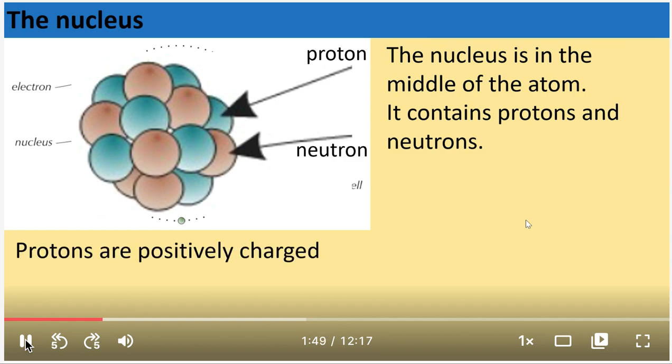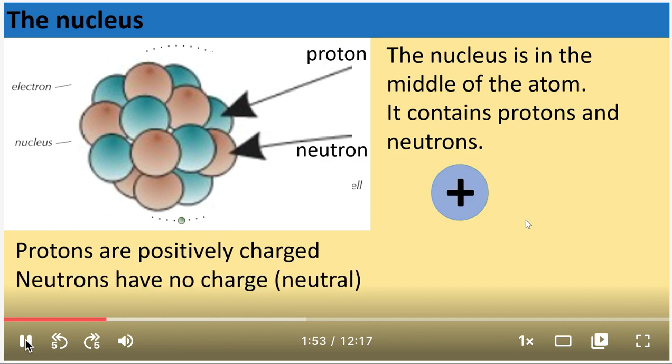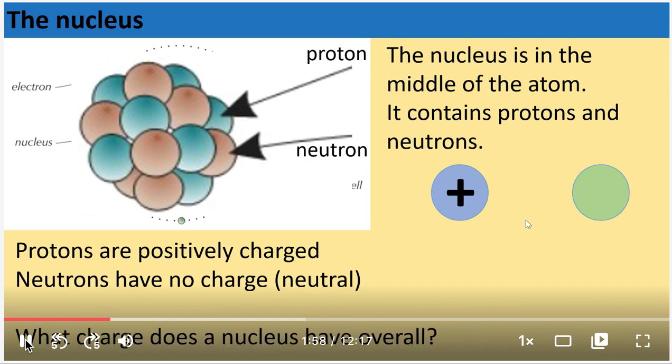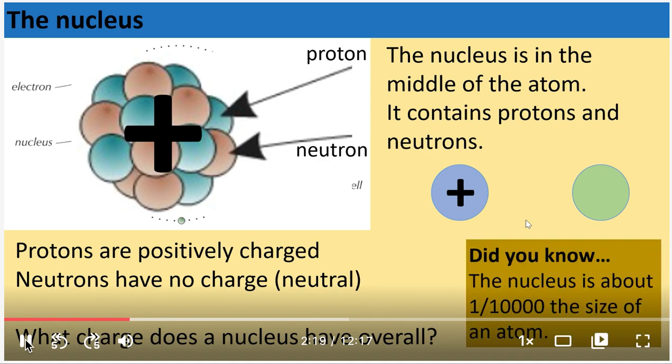Now, your protons are positively charged, and your neutrons have no charge at all. They are neutral. So if you've got positively charged protons and neutral neutrons, what is the overall charge of the nucleus? It's got to be positive, because you've got positive subatomic particles and neutral subatomic particles.